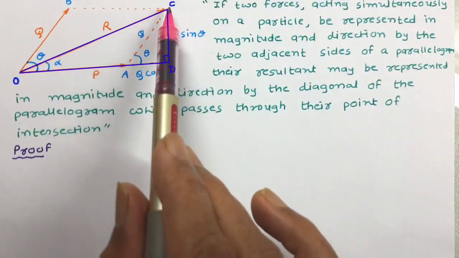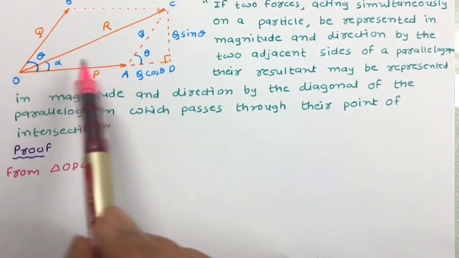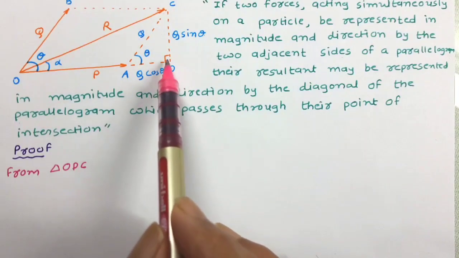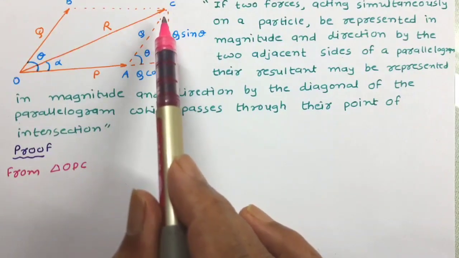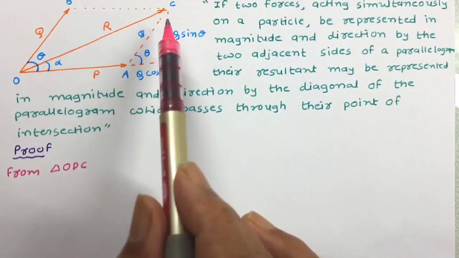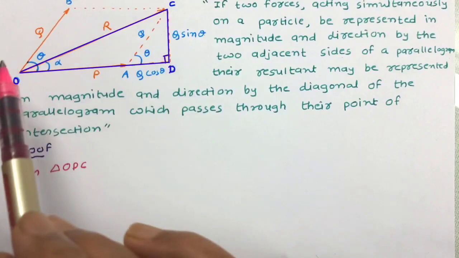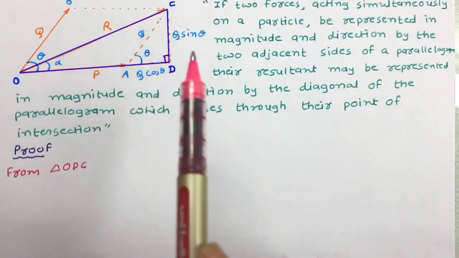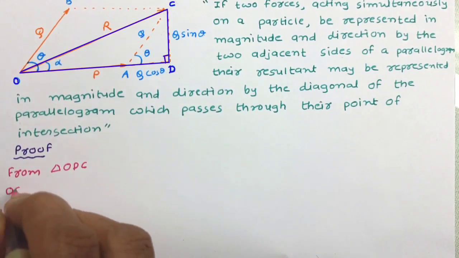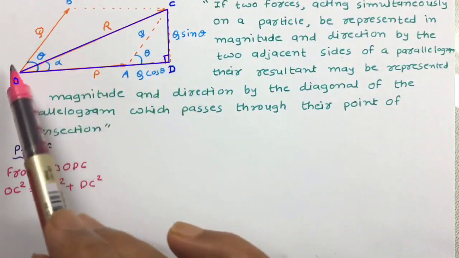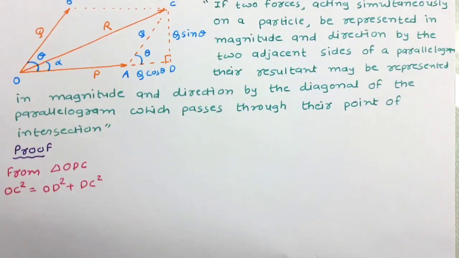Now let us consider this triangle ODC. In this triangle ODC we know that D is a right angle, so this triangle ODC is a right angle triangle and we can apply the Pythagoras theorem. According to the Pythagoras theorem, OC square is equal to OD square plus CD square.